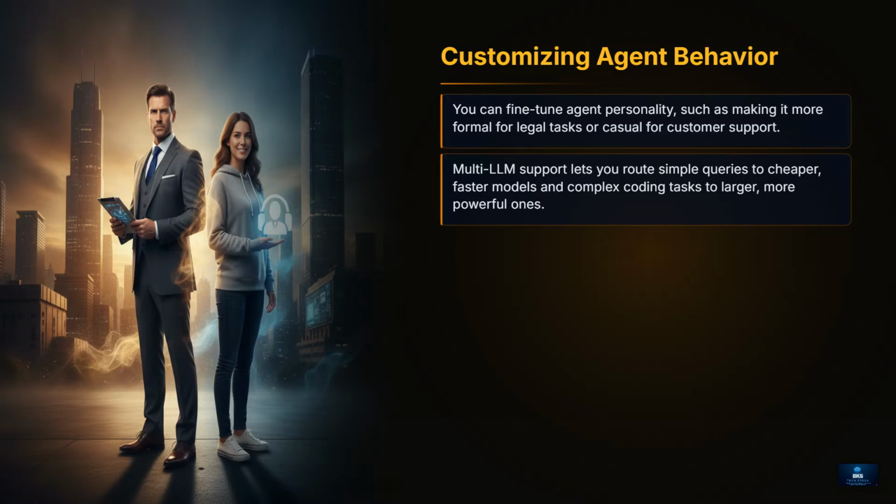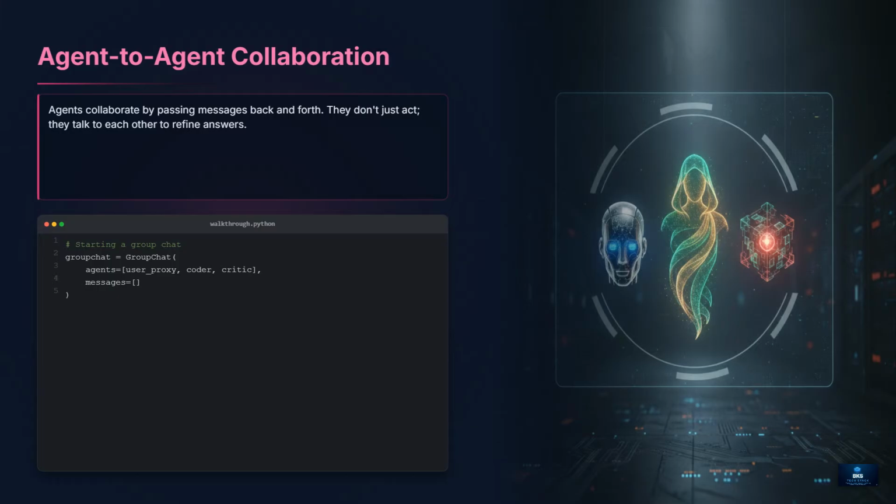Not all tasks require the same personality or intelligence. We can customize agents to suit the job. For instance, a financial agent should be formal and cautious, whereas a customer support bot might be friendly. We can even switch models dynamically, using a smaller, faster model for simple questions and a high-end model for complex troubleshooting.